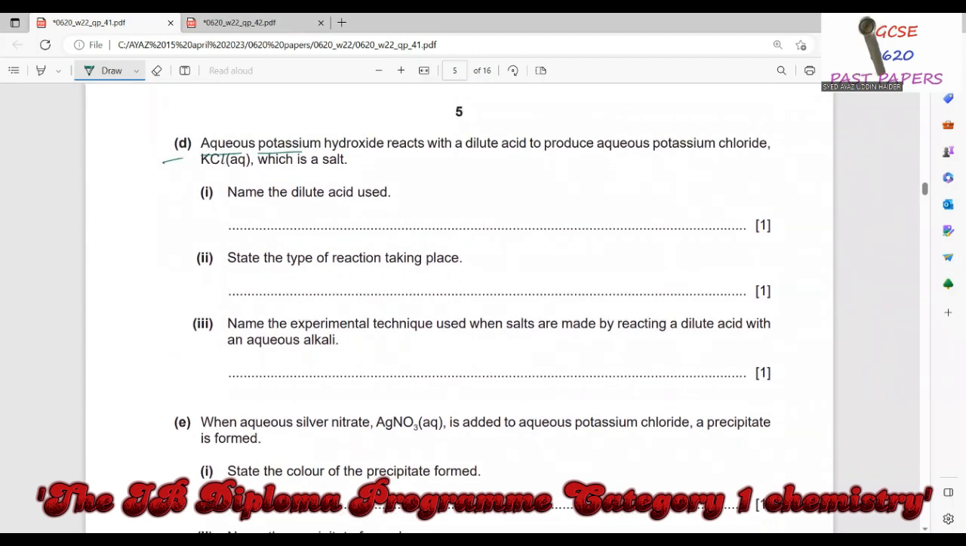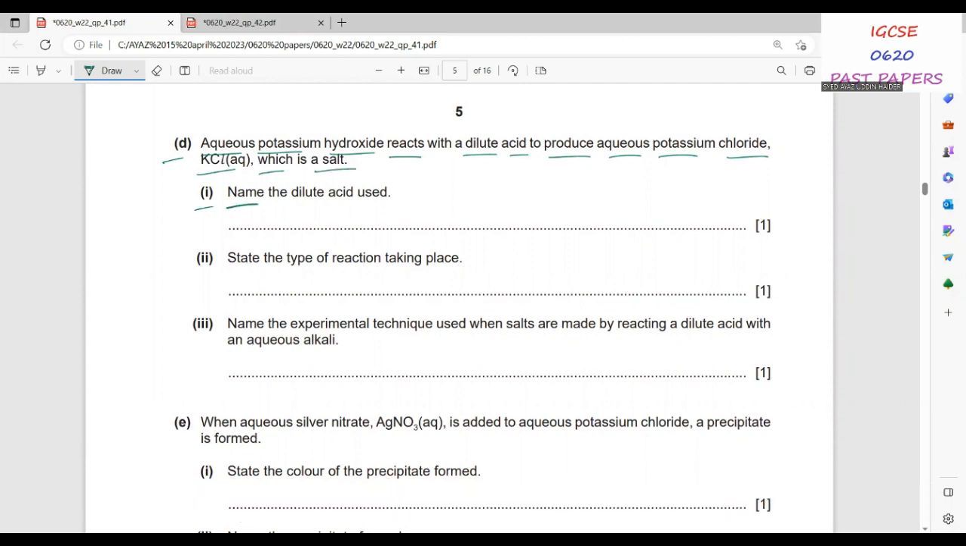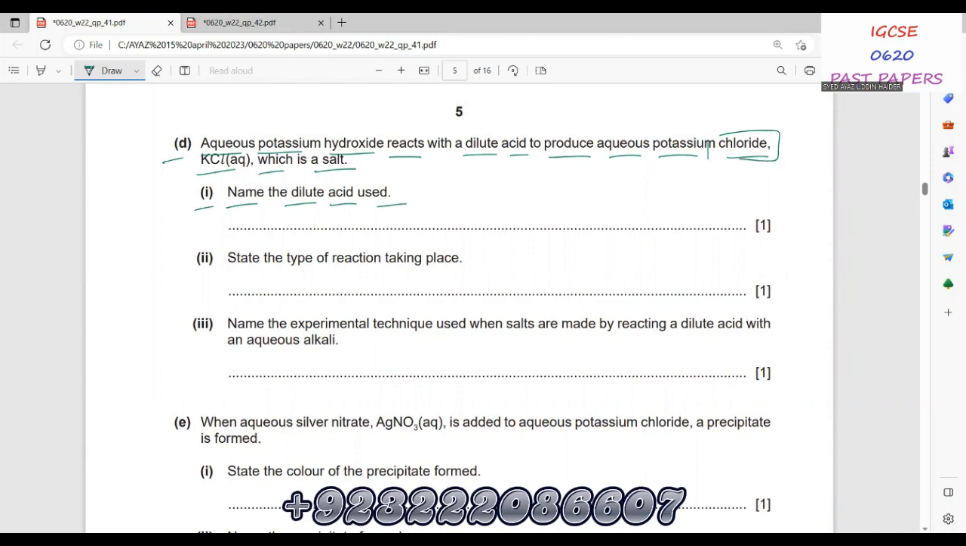D. Aqueous potassium hydroxide reacts with a dilute acid to produce aqueous potassium chloride, KCl aqueous, which is a salt. Number 1, name the dilute acid used. You see you have chloride here. So the chloride comes from the acid HCl, or hydrochloric acid. So we'll write hydrochloric acid.